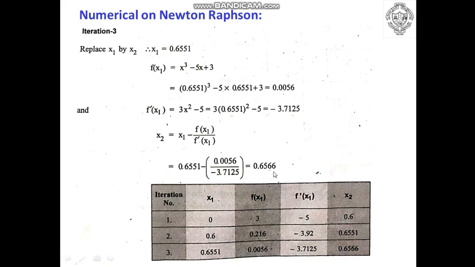So you can write your answer as root of equation is equal to 0.6566, and then if required you can tabulate your result like this. So I'll write number of iterations in the first column, value of x1 for each iteration in the second column, and respective value of f of x1, f dash of x1 and x2 in the subsequent columns. So this value will be considered as root of equation at the end of third iteration.